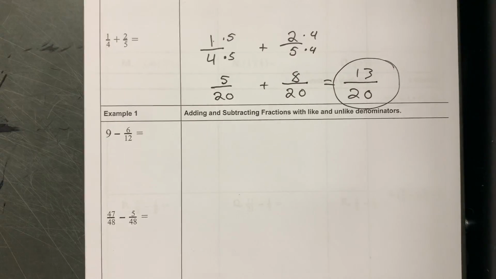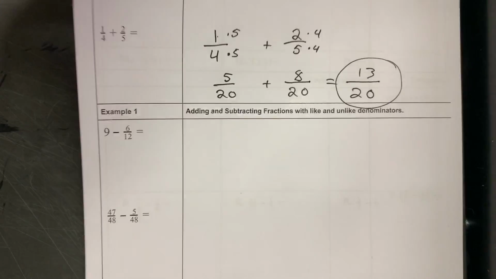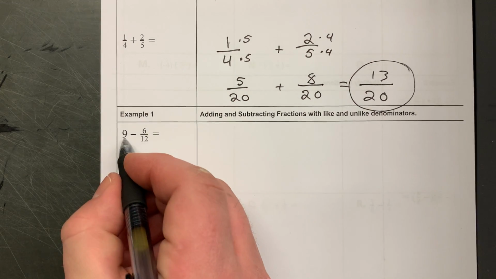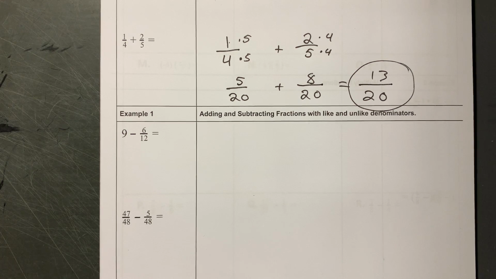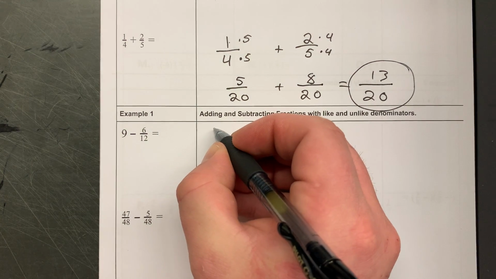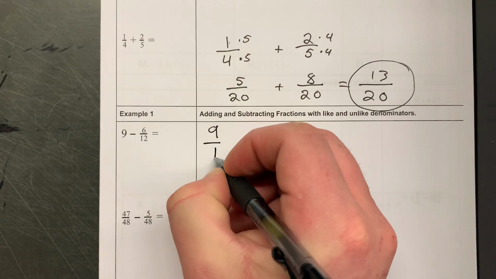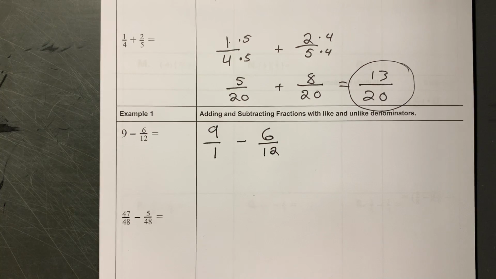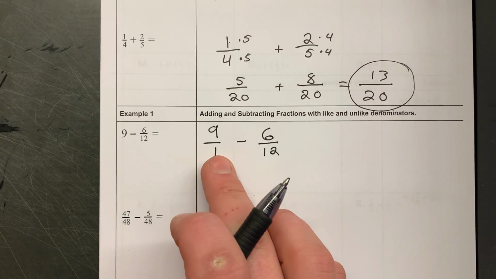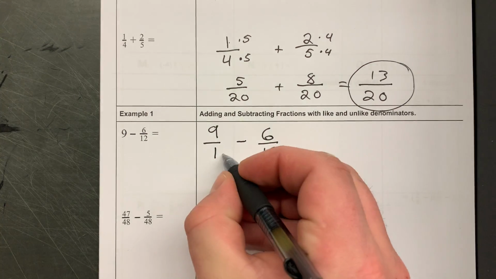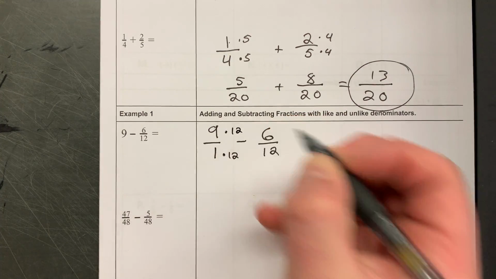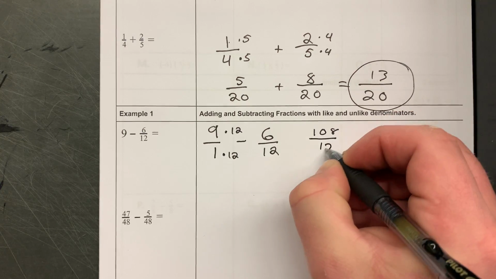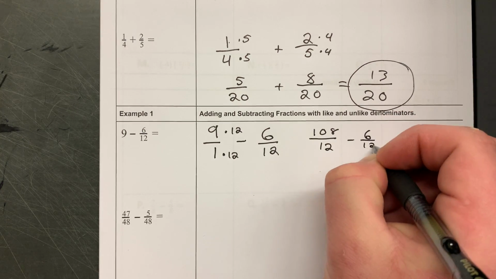We go down to our second part of example 1. I'm just subtracting fractions in this problem. If I look, I see I have a whole number here, so I need to make that into a fraction. Simplest way to put a whole number into a fraction is just to put it over 1. So now I have 9 over 1 minus 6 over 12. I can't do the subtracting right off the bat, but I can make this into a 12 really easy by just multiplying it by 12. I then end up with 108 over 12 minus 6 over 12.